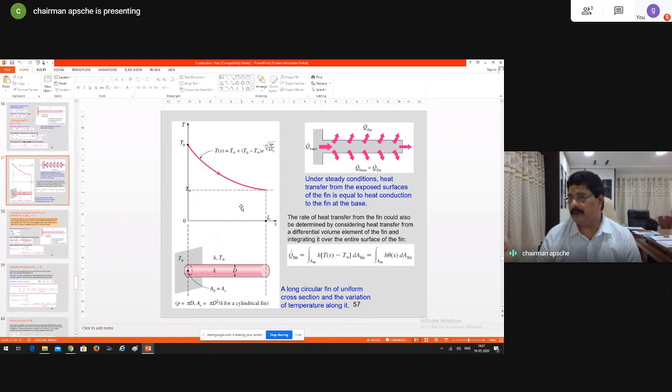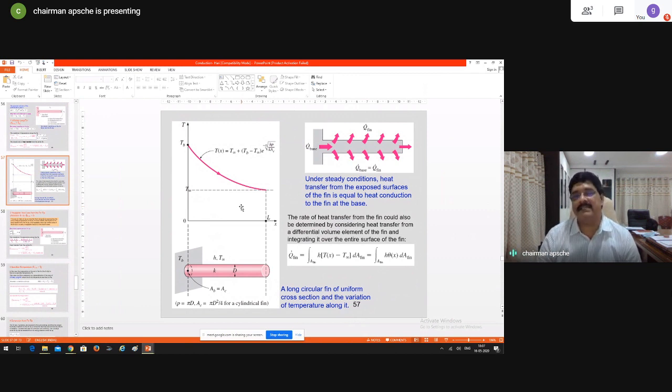It goes on, reaches a maximum, and the radius corresponding to where the maximum heat transfer takes place is critical radius of insulation. Beyond that, if you go on adding insulation beyond critical radius of insulation, heat transfer decreases. And what is critical radius of insulation? The mathematical expressions I have given it to you.